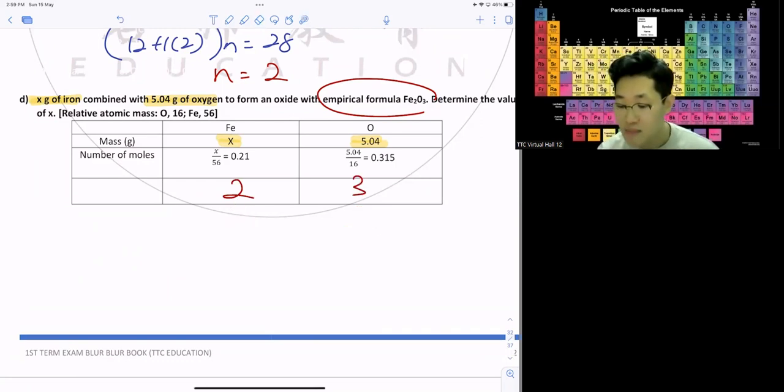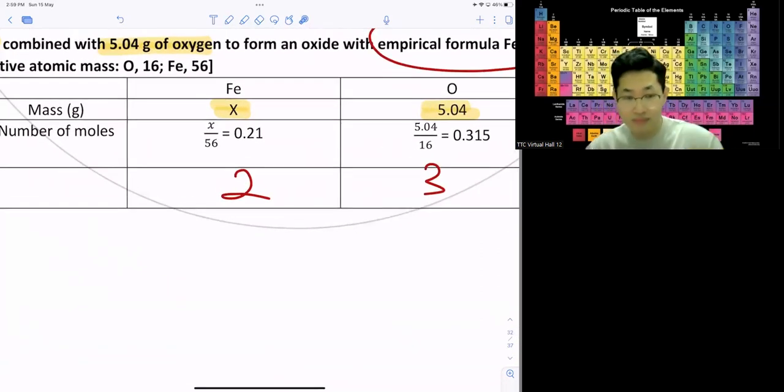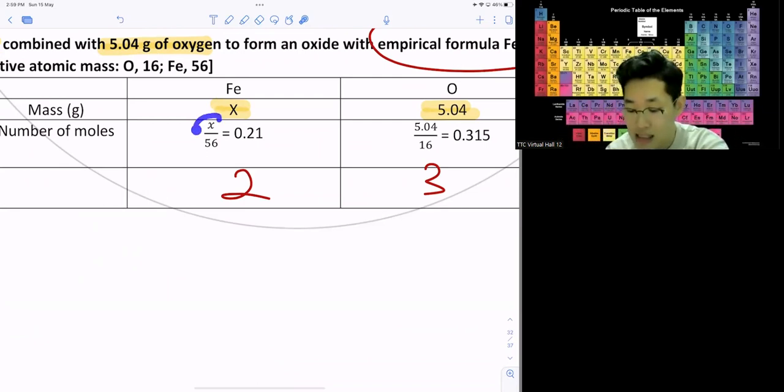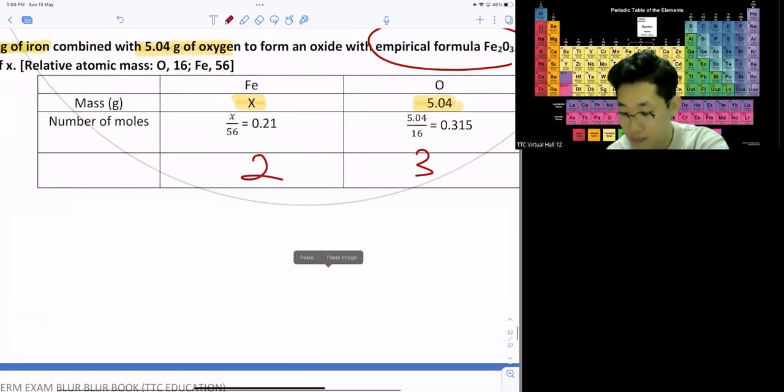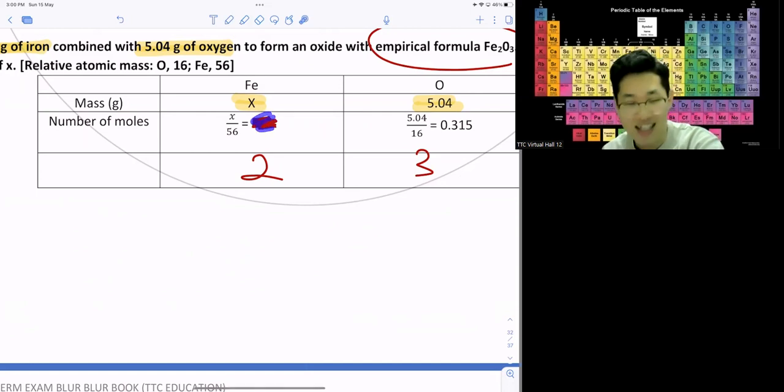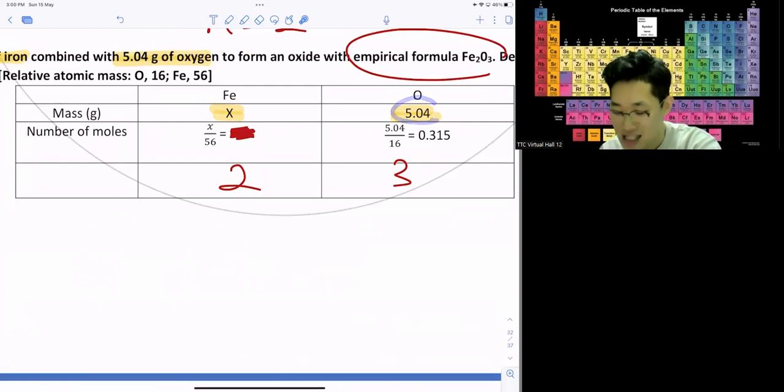They want you to find this mass. How to find the mass? We do it like what we have been doing for the previous question. We use the mass divided by the molar mass. You see, given here, 56. By the way, the value you have to calculate yourself is the 0.21. No value is given here in the exam. 5.04 divided by 16, the molar mass of O, to get 0.315.